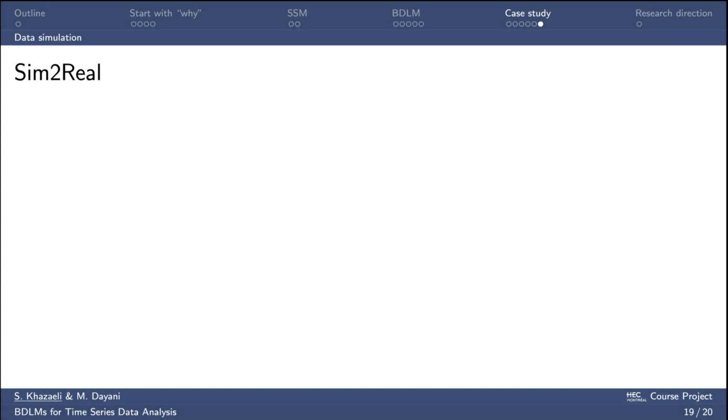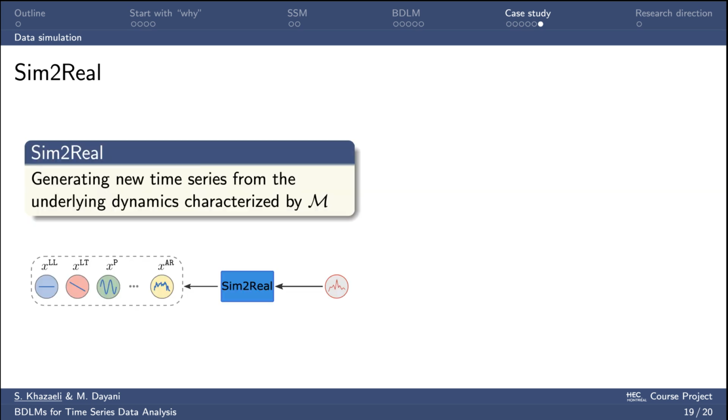Okay, up to now, we introduced the BDLM, we modeled two time series data sets, and we compared it with another time series modeling approach. But I need to say that one of the advantages of the BDLM is related to the simulation of the data, which is called sim to real. And this means that once we have the data-driven model of the time series, we can generate new time series. So we can define the sim to real as generating new time series from the underlying dynamics characterized by the M, which is the model matrices.